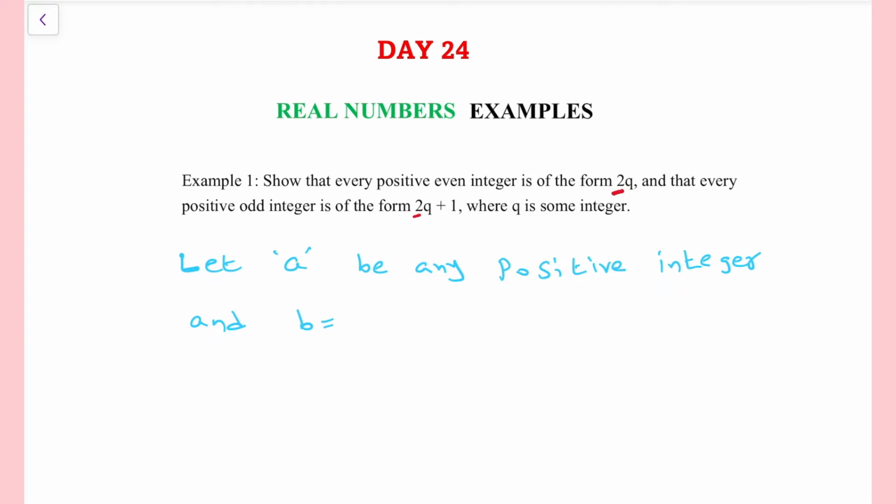2q plus 1. So that number 2 is there, right? That is the b value. So b equals 2. Now let us write our Euclid's division formula. What is that Euclid's division formula? a equals bq plus r.